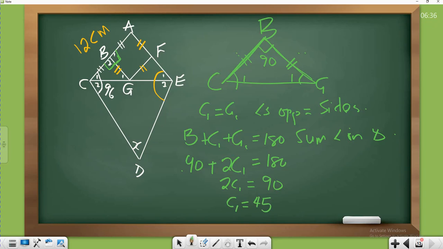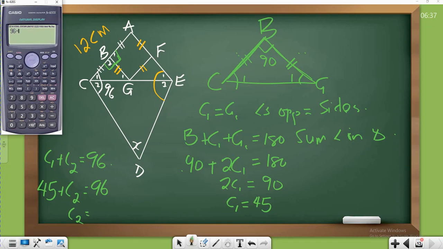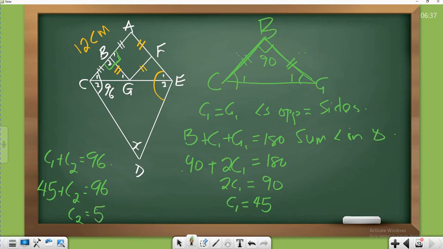So now that I have my 45, I can get my C2. C1 plus C2 equals 96. So 45 plus C2 would be 96. So what is my C2? 96 minus 45. And what would that give us? That would actually give us 41. But let's use a calculator. 96 minus 45, 51 rather. That will give us 51 degrees. And we have our C1 and C2.